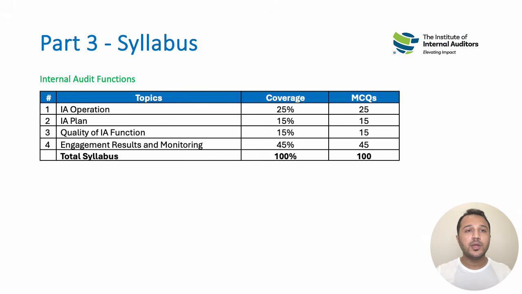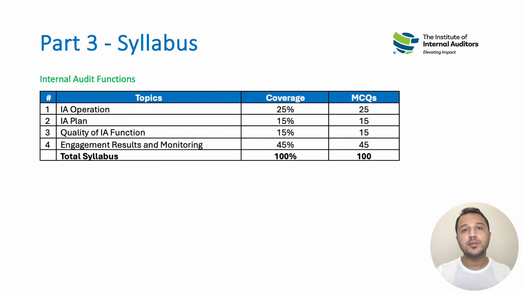Here we are with the overview of the CIA Part 3 syllabus. There are 4 components. The first one is about internal audit operation, which covers 25% of the syllabus. The second one is about the internal audit plan. The third one is about the quality of the internal audit function. And the fourth one is about engagement results and monitoring.